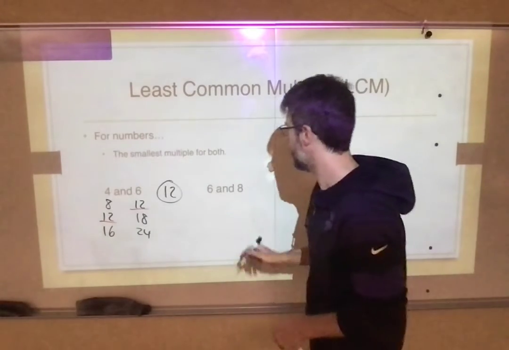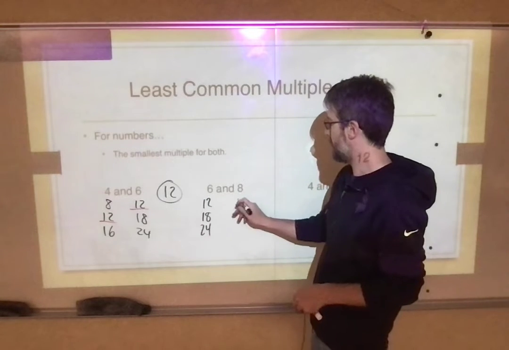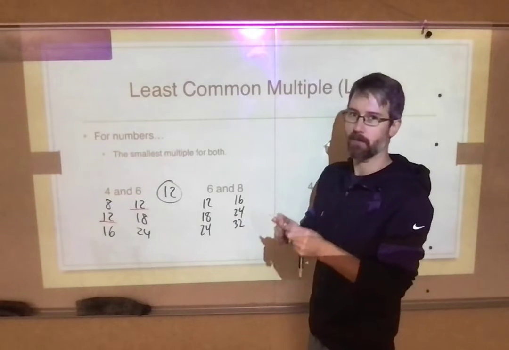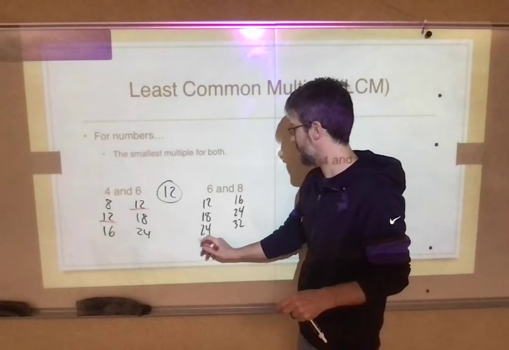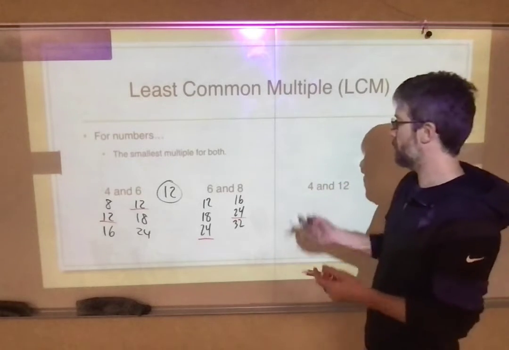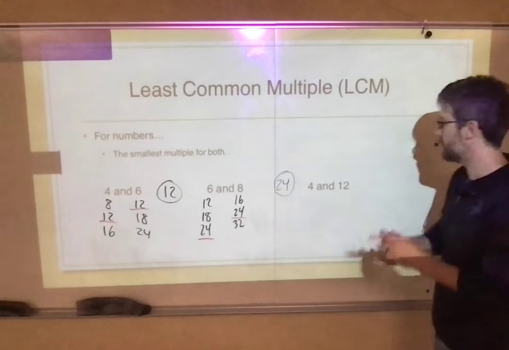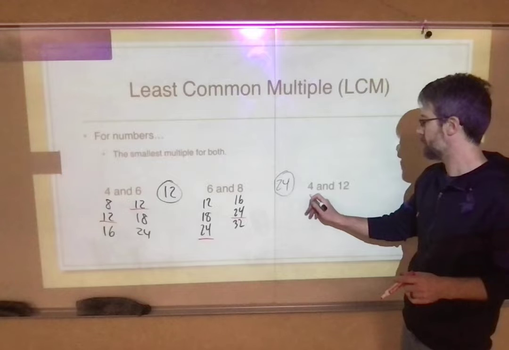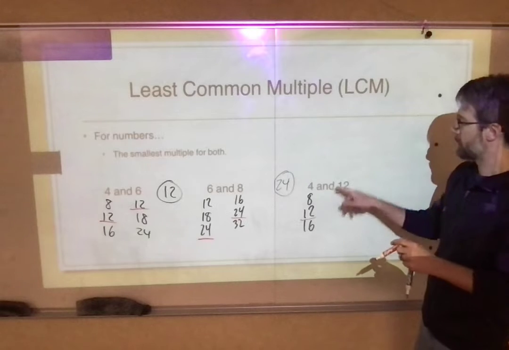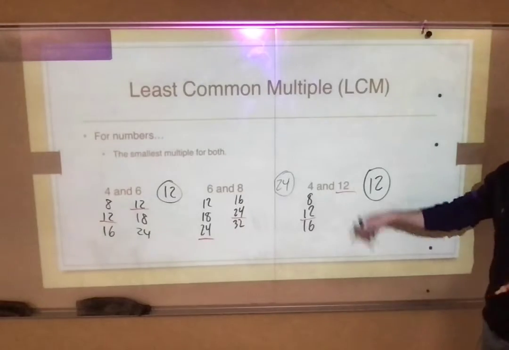Between 6 and 8, I can do the same thing. 6, 12, 18, 24, just counting by 6s, 8, 16, 24, 32. Usually if you count, 3 or 4 multiples is all it's going to take to find the least common multiple. But if it took more, then you just keep going until you find ones that match. So between 6 and 8 is 24. And then between 4 and 12, if I count by 4s, 8, 12, 16, well, right away, 12 already matches. 12 is a multiple of 4, so that means 12 is the least common multiple. I didn't even have to count by the 12s.